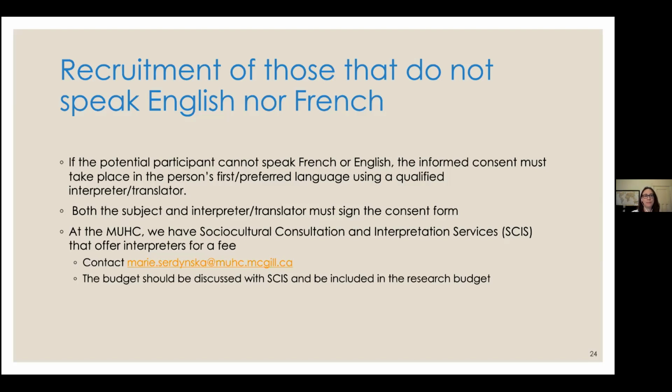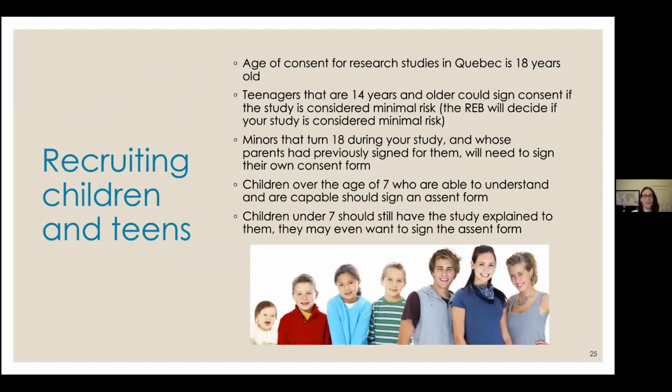Next slide, please. So recruiting children and teens. I mean, recruiting children is much the same process as recruiting adults, but it can be a little bit more delicate. Depending on your study, there are parents that are obviously concerned about what might be involved in the research project. So you have to be respectful of that. Here in Quebec, the age of consent for research projects is 18 years old in most cases, which kind of surprises a lot of families.